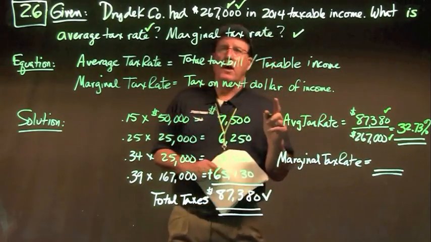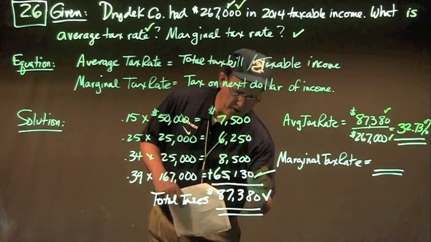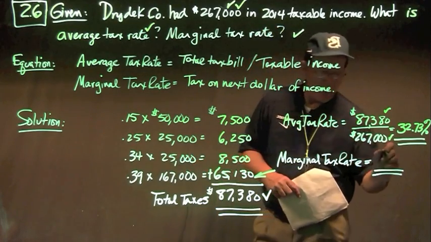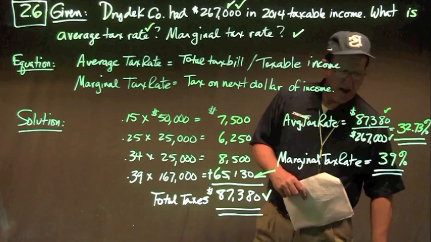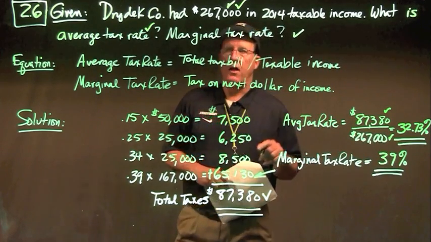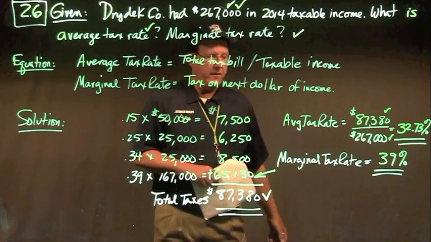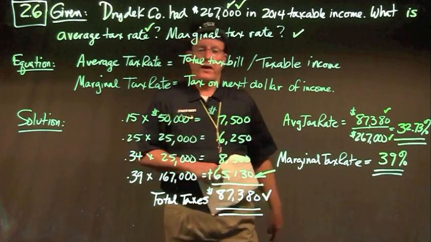So if we made one more dollar, $267,001, that dollar would fall into this tax bracket, the 39% tax bracket. So again, our marginal tax rate is given then at 39%, because that one more dollar of taxable income would fall into this last slot, because we still have room available in that tax bracket. There are your answers to problem number 6.